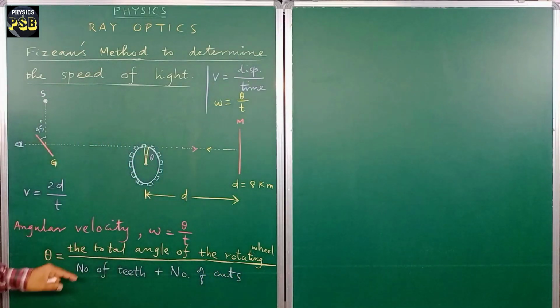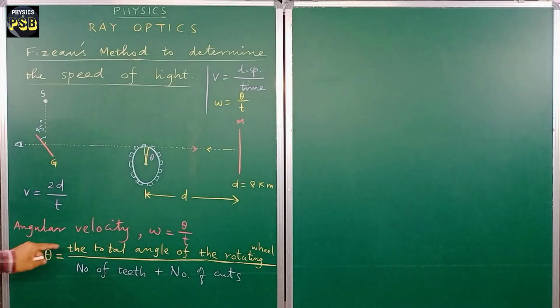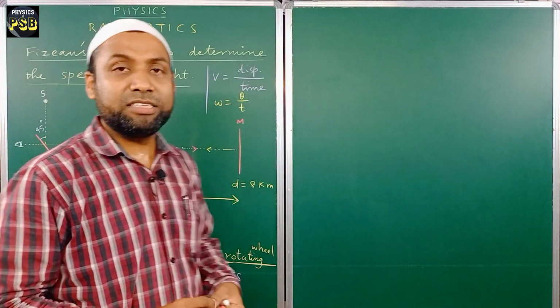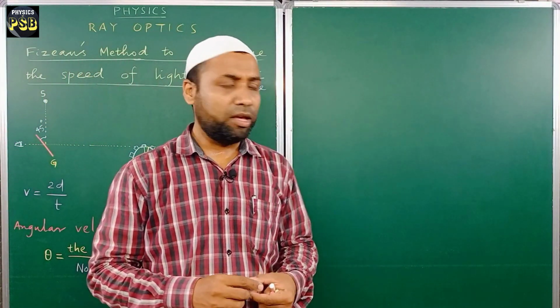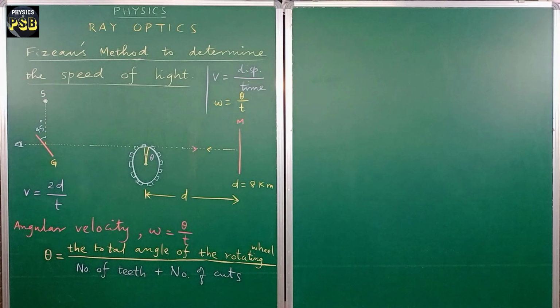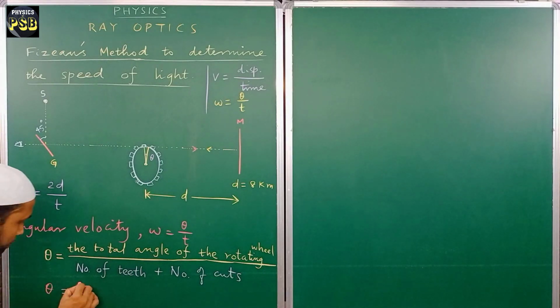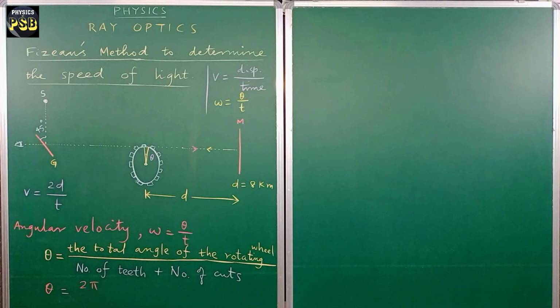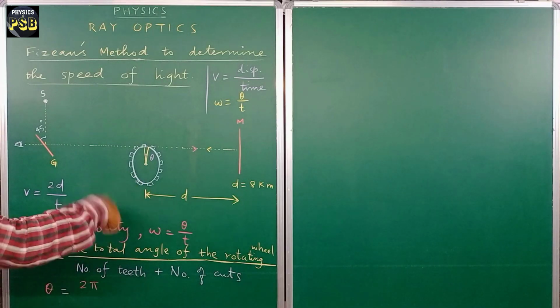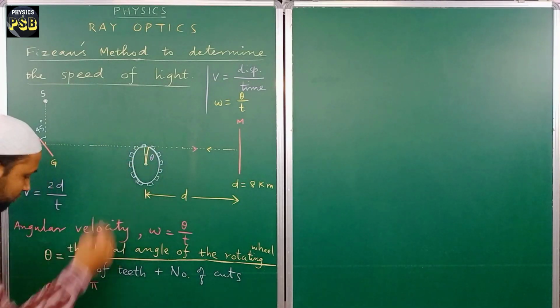Okay, this ratio gives us the angle theta. And here, what is the total angle of the rotating wheel? We know this wheel is circular in shape. Any circle has an angle of 360 degrees. In radians this can be represented as 2 pi. Here pi is 180 degrees, so 2 pi is 360 degrees. So the total angle of the circular wheel is nothing but 360 degrees.